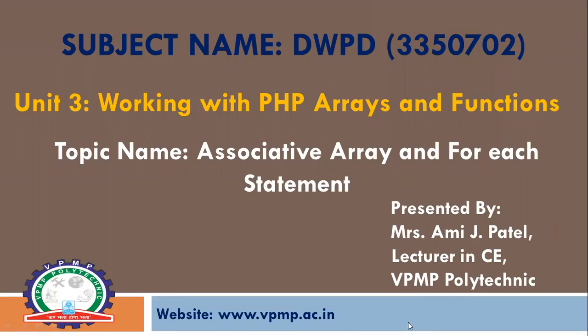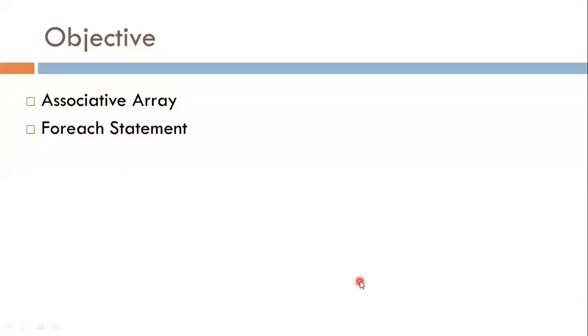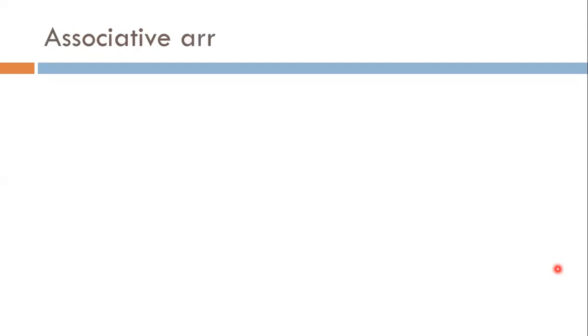Today we continue our Unit 3, working with PHP arrays and functions, and the topic name is associative array and foreach statement. Objective: in this video we are covering what is an associative array, syntax of associative array, example of associative array, and then the foreach statement which is used with associative array. Now let's start our session with associative array.